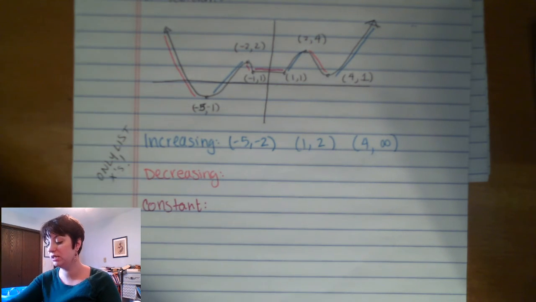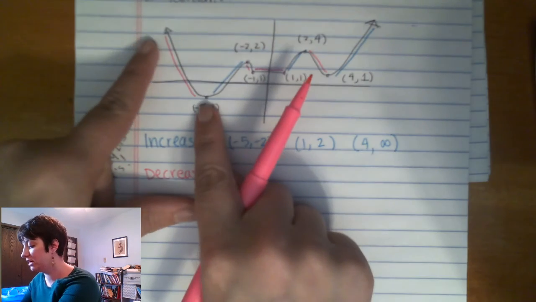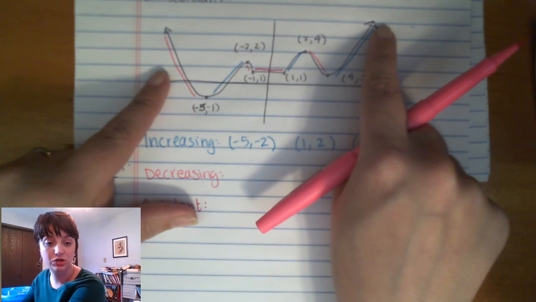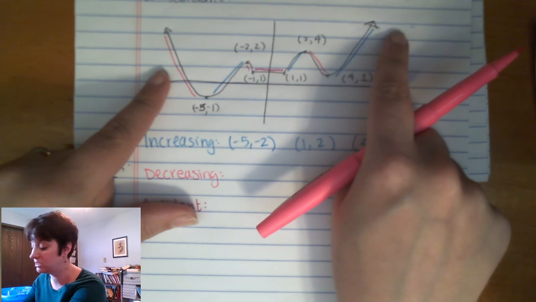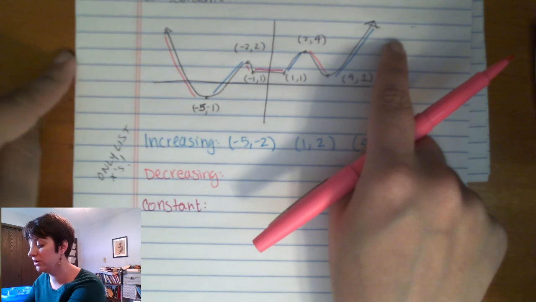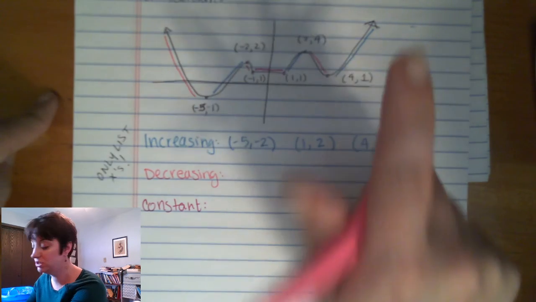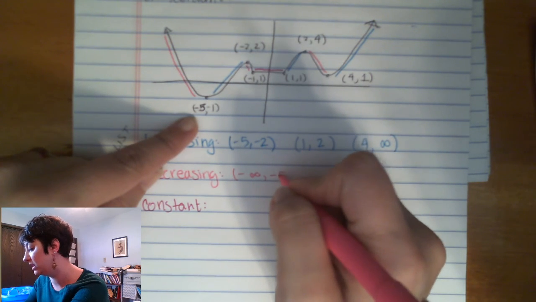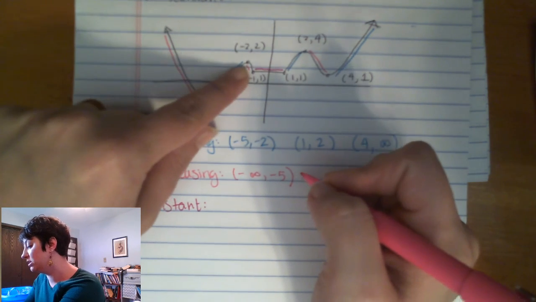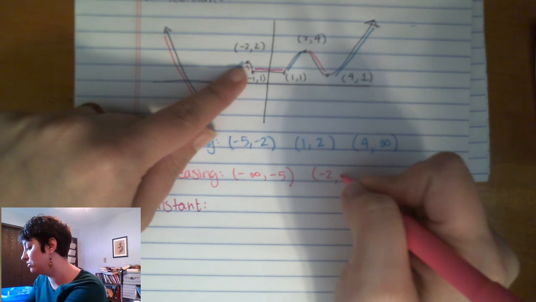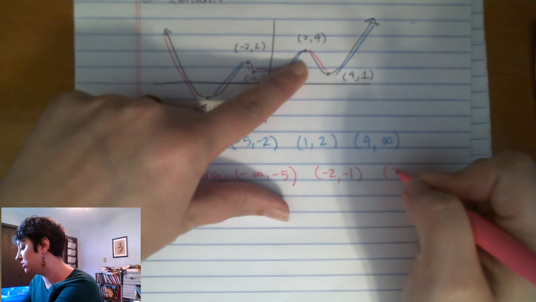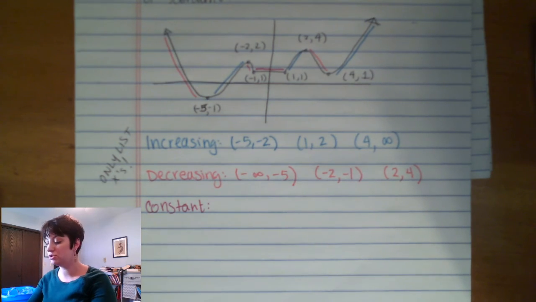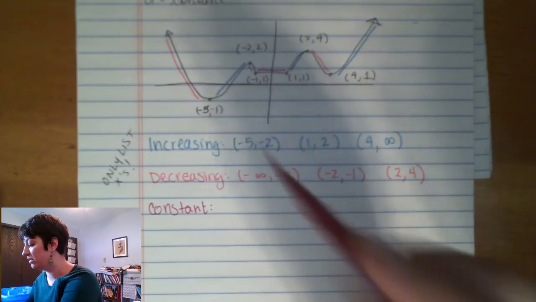Okay, decreasing. We'll come back, well, no, we just did one like it. So this went on forever. So it went up to infinity for the x value. This one's also going forever and ever in the opposite direction. So it would start at negative infinity to negative 5, then negative 2 to negative 1, and 2 to 4. Constant, there's just 1. x equals negative 1 to positive 1.